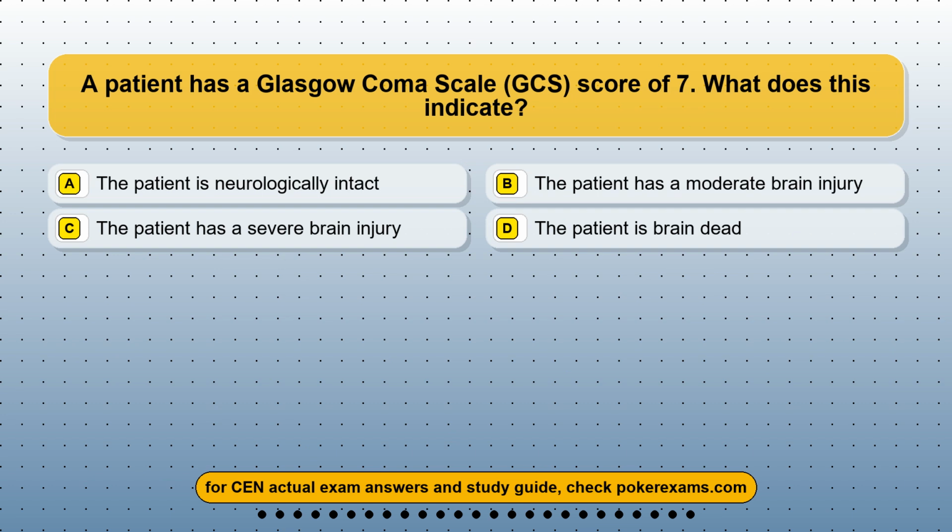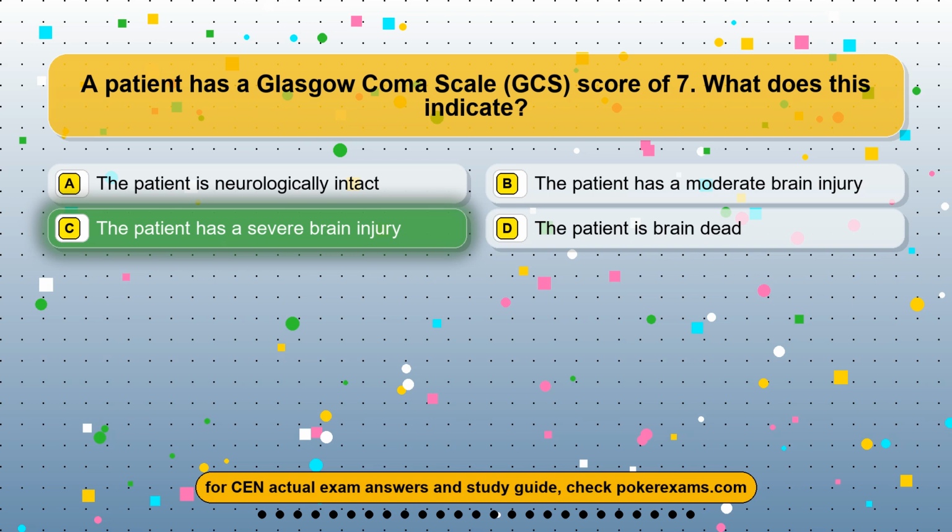Question 24. A patient has a Glasgow Coma Scale, GCS, score of 7. What does this indicate? Option A. The patient is neurologically intact. Option B. The patient has a moderate brain injury. Option C. The patient has a severe brain injury. Option D. The patient is brain dead.